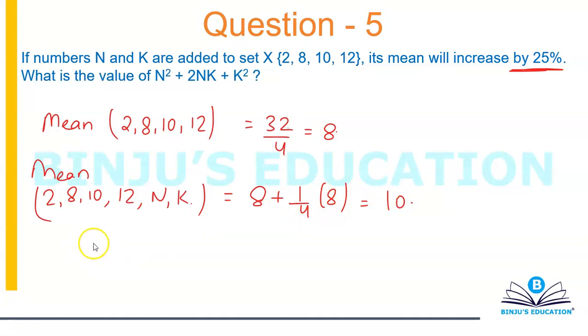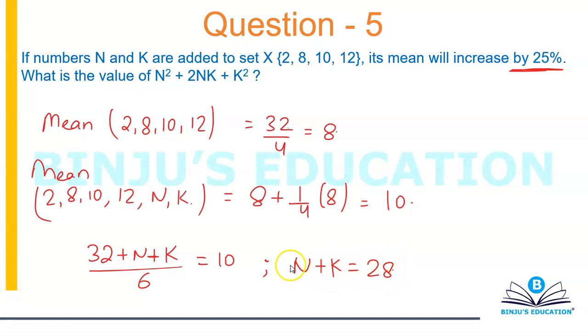So we can say that (32 plus n plus k) divided by 6, because now you have 6 numbers, is equal to 10, which gives you n plus k is equal to 28. Alright, now what's the question? What is the value of n square plus 2nk plus k square?